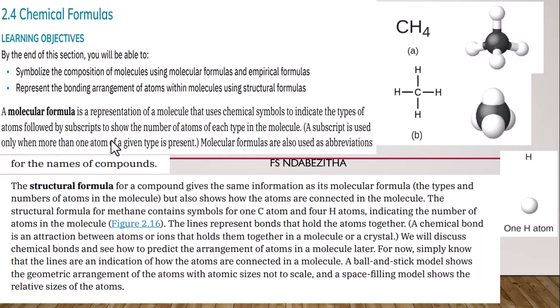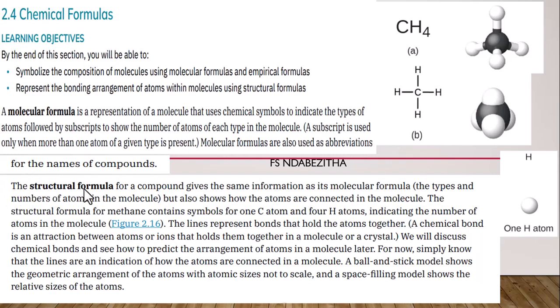But if it is one atom of a type, just like in this example, the subscript there is 1, but we normally don't write it. Only when it is 2, 3 and 4 we shall do so. So a subscript is used only when more than one atom of a given type is present. Molecular formulas are also used as abbreviations. All right, let us continue.